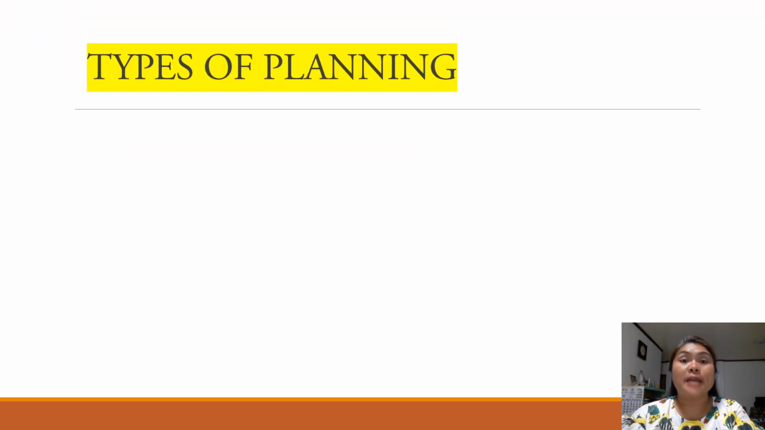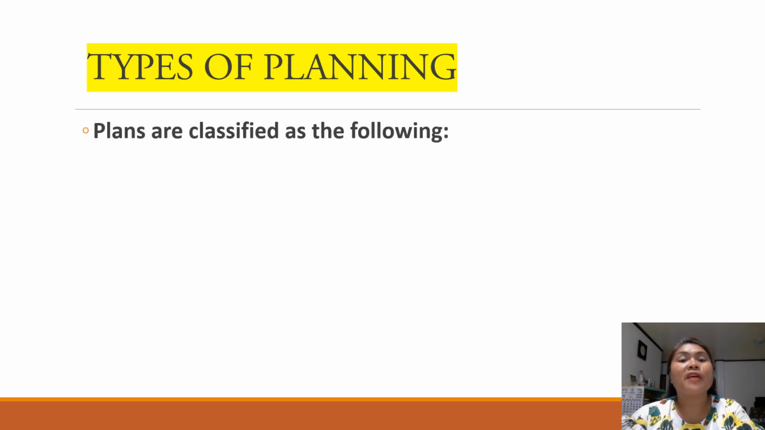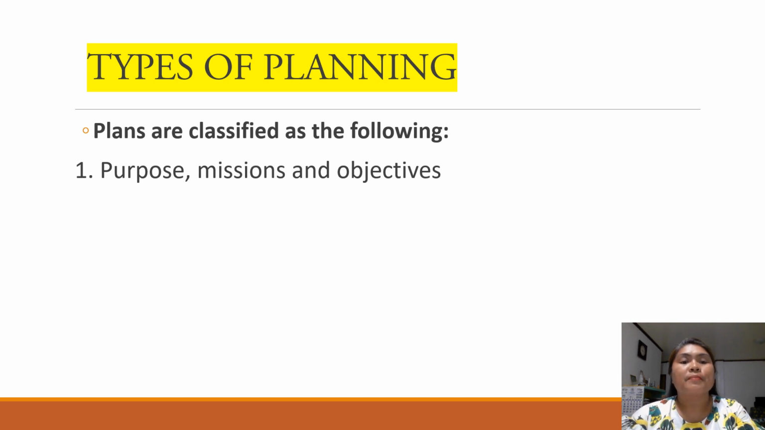We have here the types of planning. The failure of some managers is due to inability to recognize the several types of plans. So plans are classified as the following. The first one: purpose, mission, and objectives. The mission is to identify the general task of an educational institution, whereas an objective is the outcome of the activity.